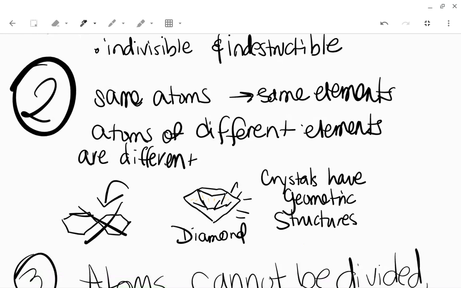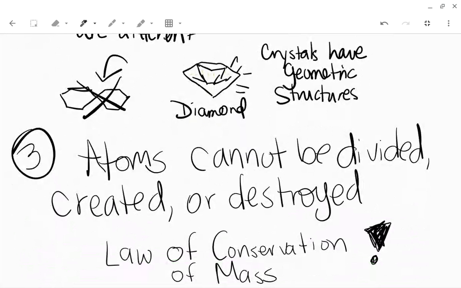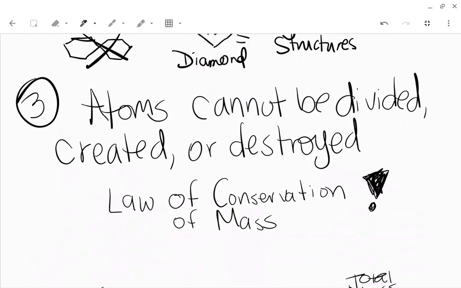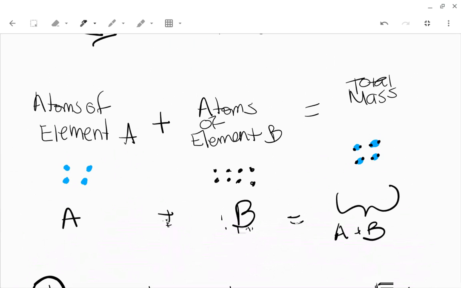Now, number 3 is basically atoms cannot be divided, created, or destroyed, which ties into our law of conservation of mass. And one moment. If you look at atoms of an element A and atoms of element B, you will see that they create compounds, that is a product of the reaction, and the mass of A plus B will always equal the mass of the product. So mass of the atoms of element A plus the mass of element B will always equal the product mass. Nothing is destroyed in the process.